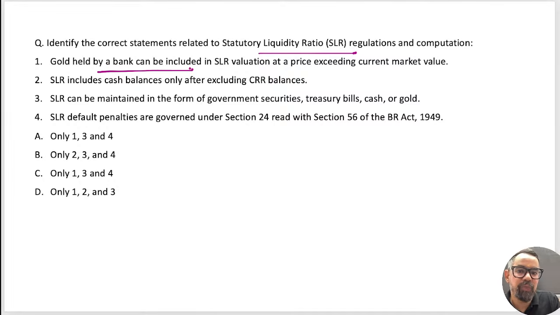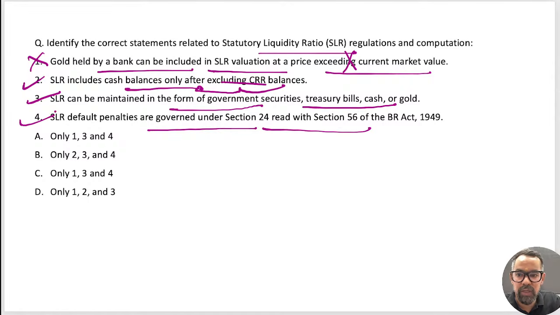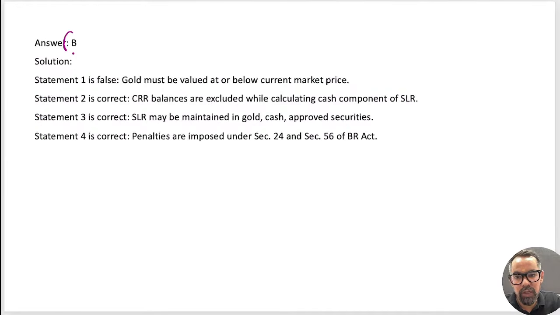Gold held by a bank can be included in SLR valuation at a price exceeding the current market value. Clear-cut wrong. SLR includes cash balances only after excluding the CRR balances. Third one: SLR can be maintained in the form of government securities, gold, cash. Yes. SLR default penalties are governed under Section 24 and Section 25. This is also true. So 2, 3, 4 means option B will be the right answer for this particular one. I guess everyone marked the correct answer for this one.